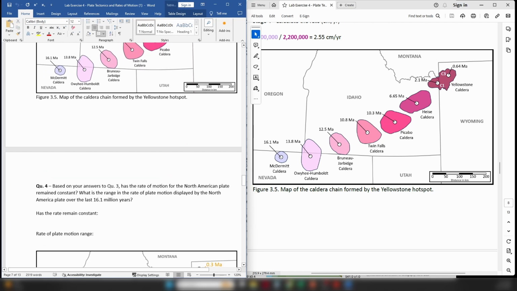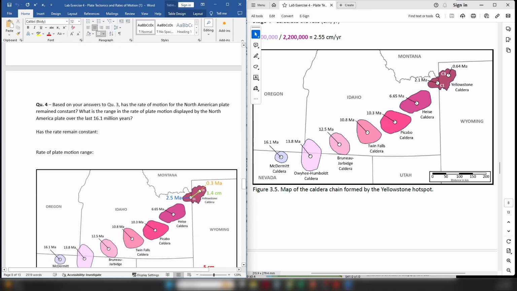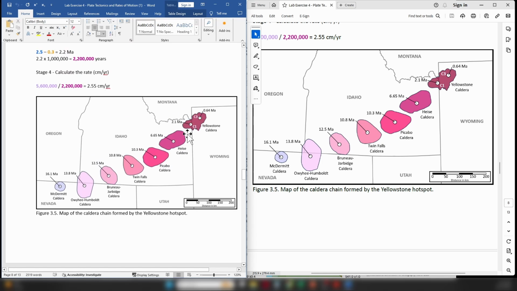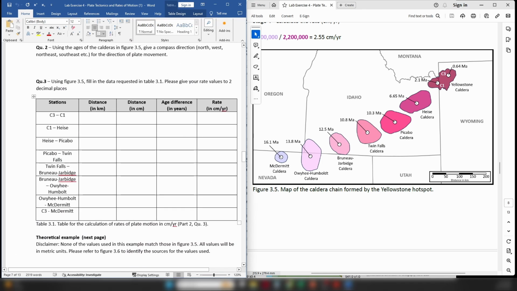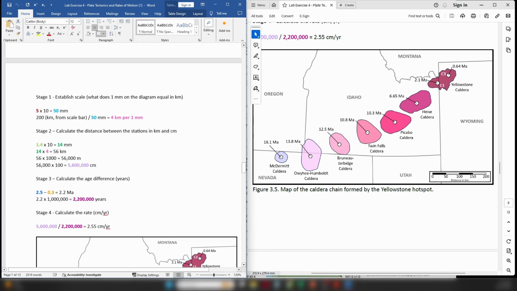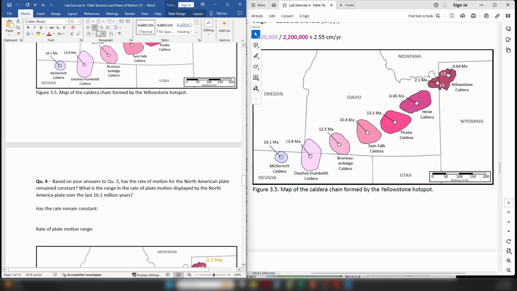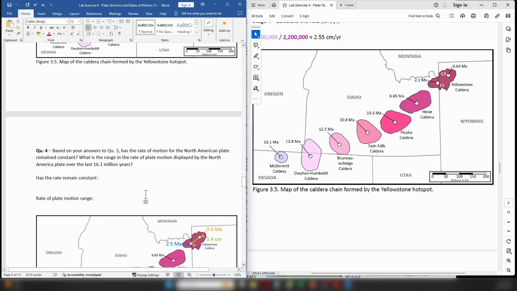Okay. So next we come on to question 4. Based on your answers to question 3, has the rate of motion for the North American plate remained constant? So when you look at your table of answers for question 3, is the rate value that you calculate between each of these stations the same? If it is the same, well, yes, the rate of motion has remained constant. However, if the number is different, then the rate of motion has not remained constant. So that will mean there will have been periods of time when the rate of motion will be faster and periods of time where the rate of motion will be smaller.